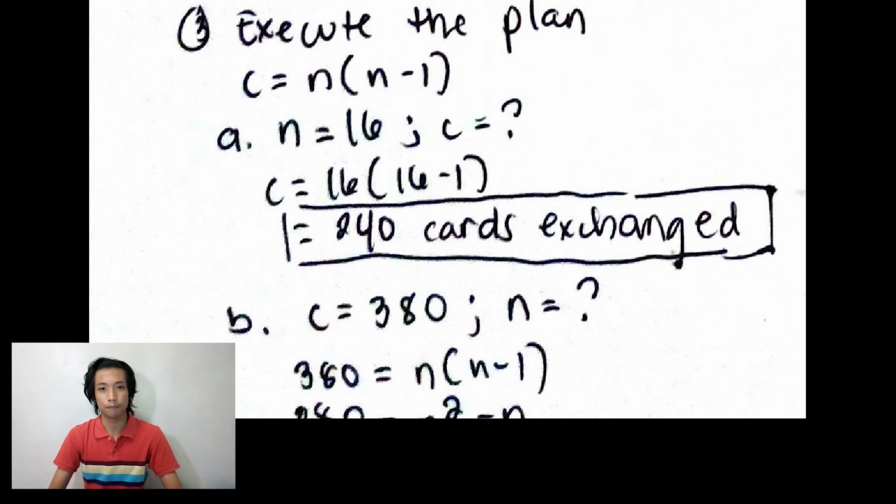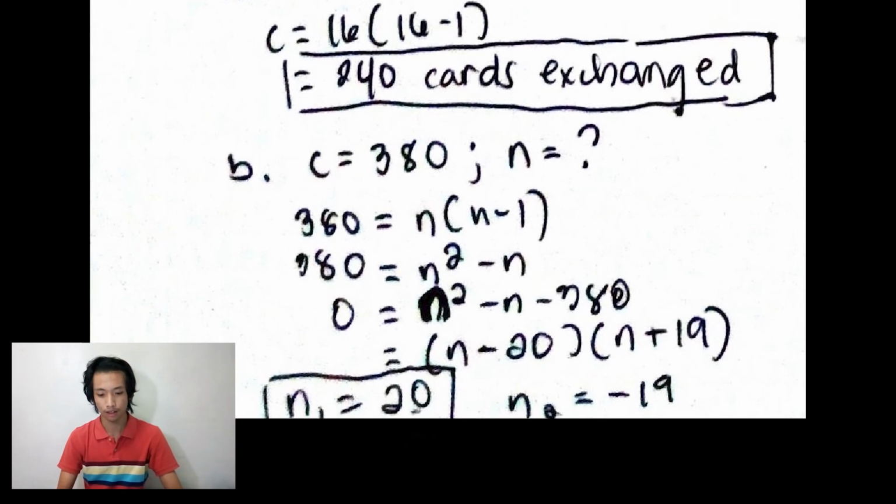The third step is to execute the plan. Cards is equal to the number of persons times the number of persons minus 1. C is equal to n times n minus 1. So for letter A, if there were 16 persons present in the meeting, how many business cards were exchanged? So n is equal to 16. C is equal to 16 times 15. 16 times 15 is 240 cards exchanged.